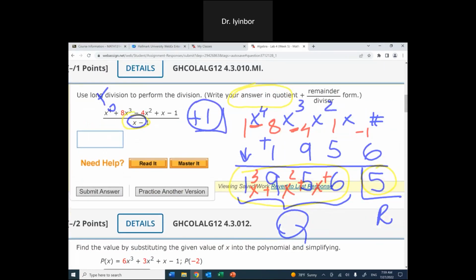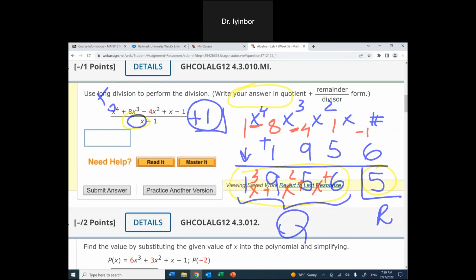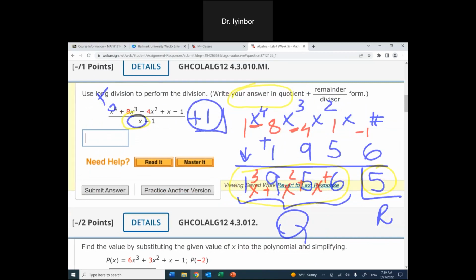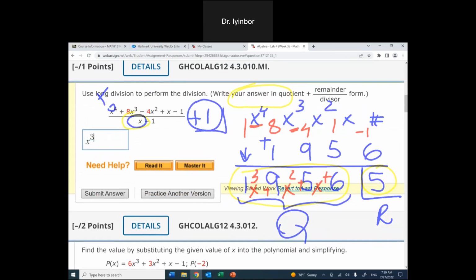Okay, so we're going to start plugging in the answers. What I have is 1x³, you can just put x³. And then you continue: plus 9x squared plus 5x plus 6. This is the quotient.